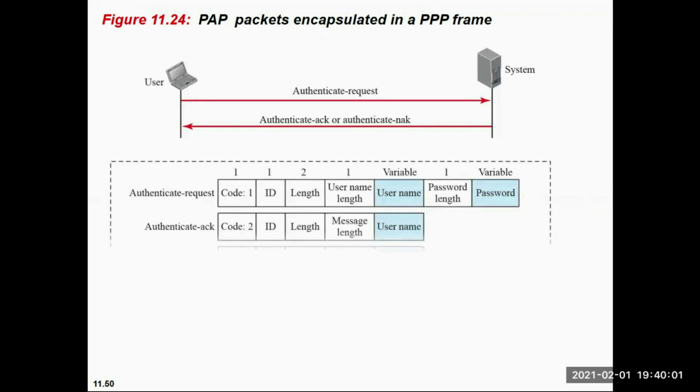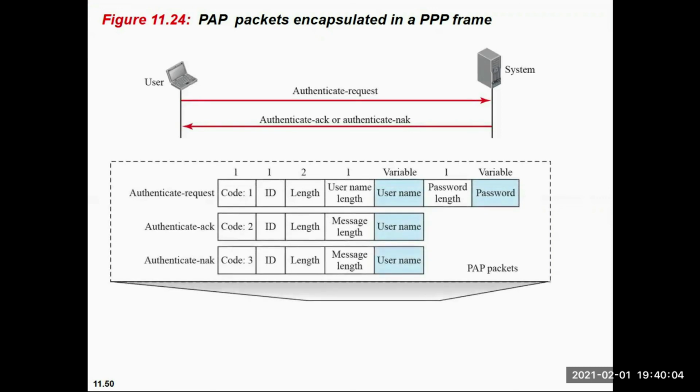Now come to the packet encapsulated in the PPP frame. The first thing is there will be one user and one system. If this user and this system want to do password authentication, that's what we are dealing with, the Password Authentication Protocol. The user will send an authenticate request, and the system will reply with either authenticate acknowledgement or authenticate NAK.